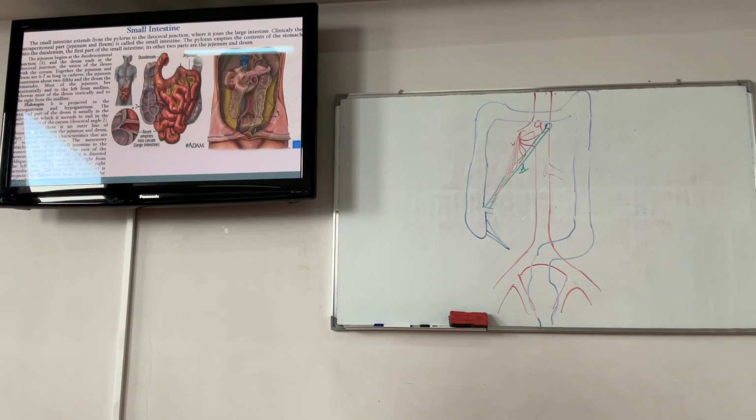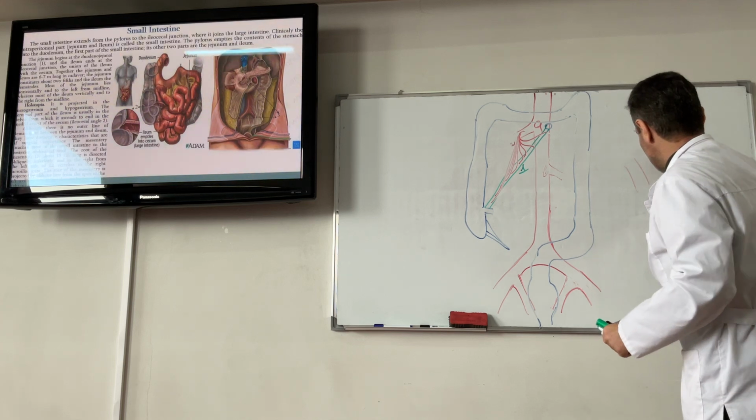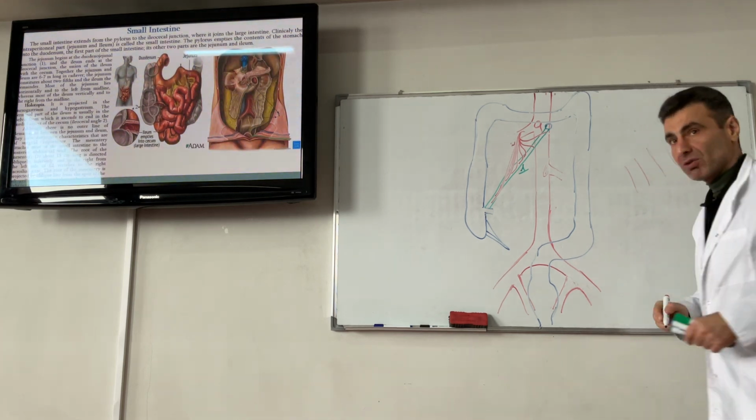Those are the ileal and jejunal arteries. Minute attention to me. What happens with these vessels inside the mesentery? For example, I draw 5 of them.